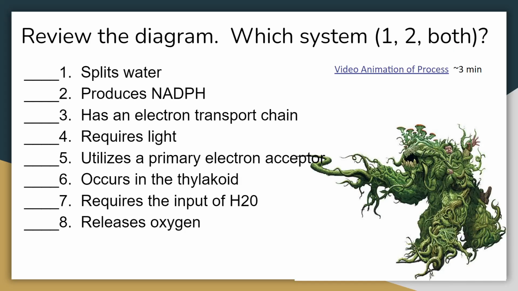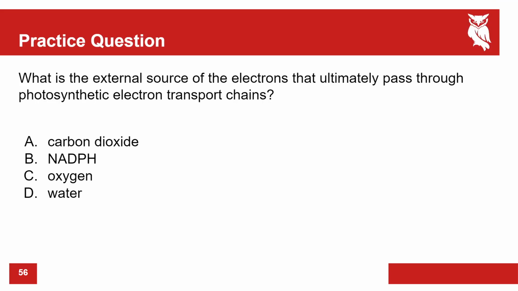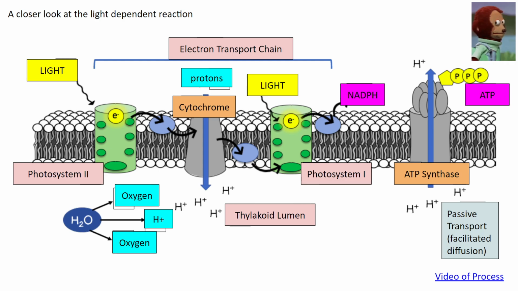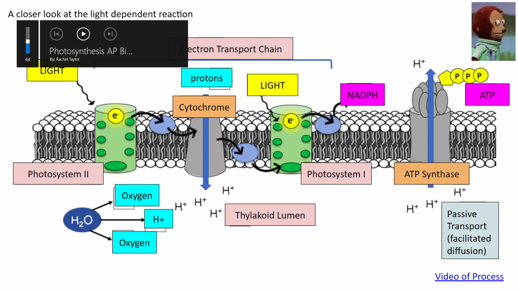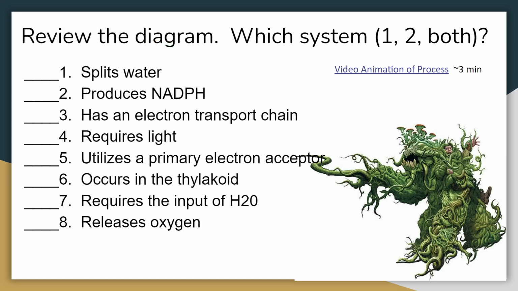Read the diagram. Which system? 1 or 2? What diagram are you talking about? Probably the one before that. Oh, this one? Yeah. We're talking about how that's everything. That's a lot. Let's see how this. Yeah, pause.